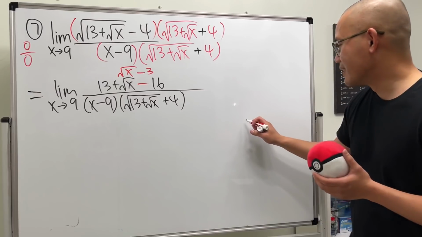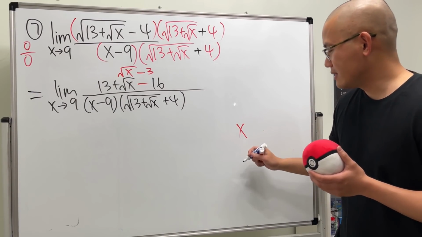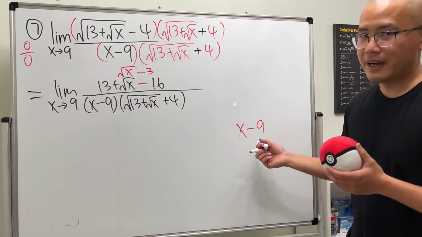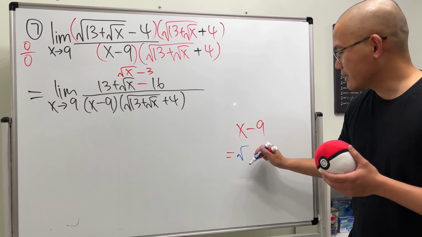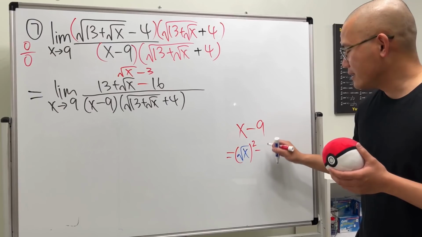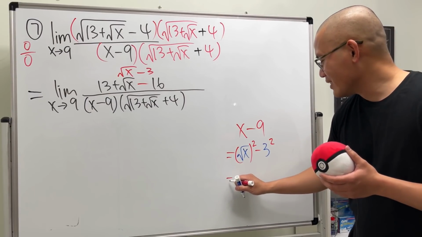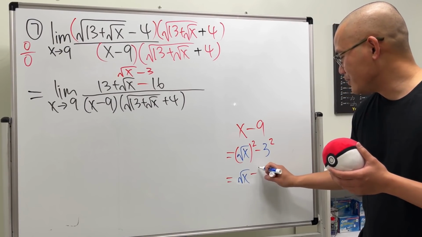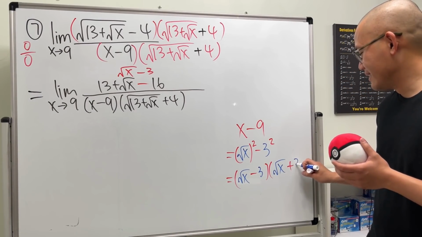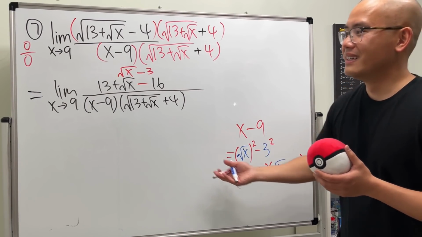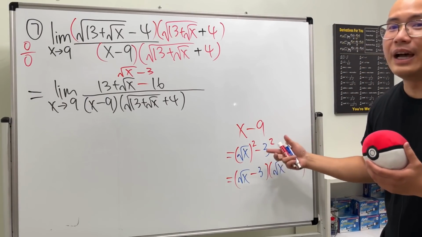So how can we factor x minus 9? So let's see, x minus 9. This is actually factorable, but it's in a strange way. Check this out. This is the same as saying square root of x squared minus 3 squared. Do you see it now? This right here is going to give us square root of x minus 3 times square root of x plus 3. Yeah, so that's how we can factor x minus 9. Even though there's no square, if you can squeeze out a square, then we can factor it.